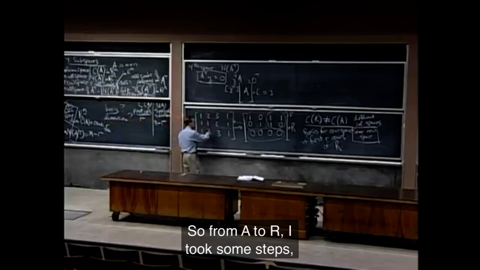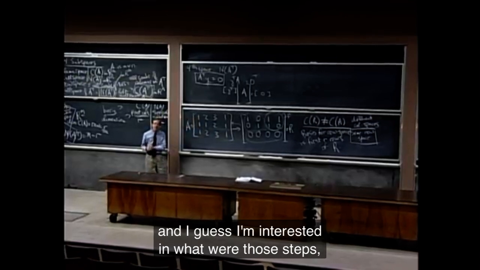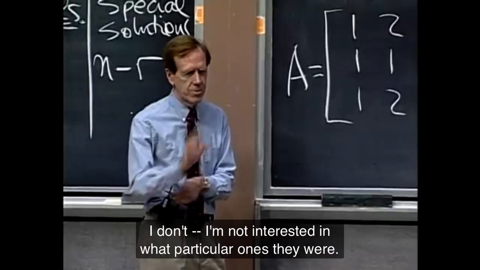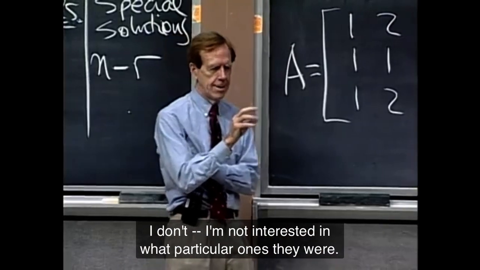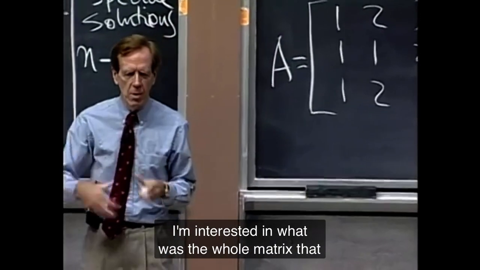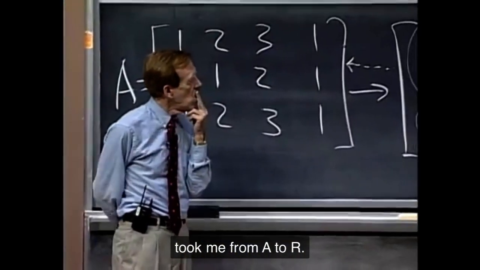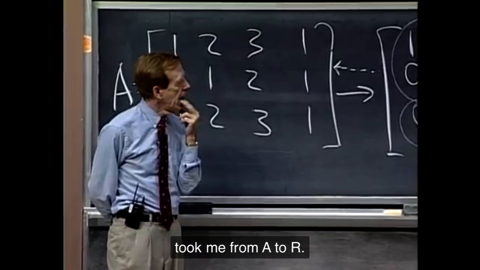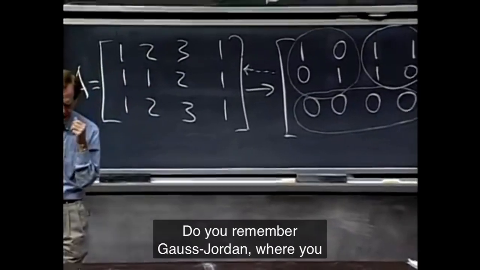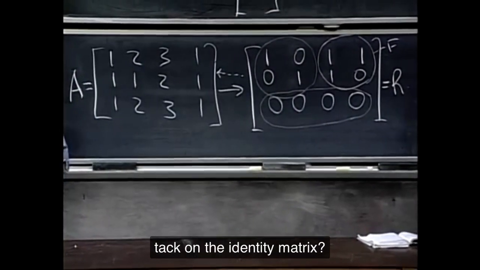So from A to R, I took some steps, and I'm interested in what were those steps, or what were all of them together. I'm not interested in what particular ones they were. I'm interested in what was the whole matrix that took me from A to R. How would you find that? Do you remember Gauss-Jordan, where you tack on the identity matrix?